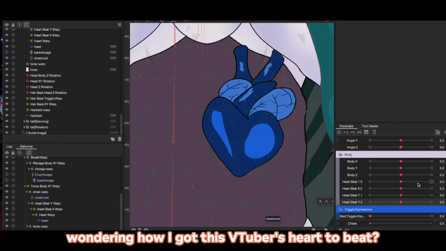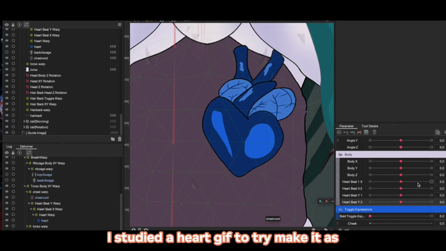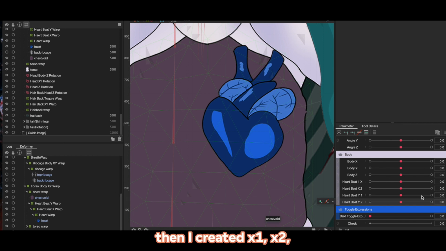I got this VTuber's heart to beat. Well, I started a heart gift to try and make it as close to accurate as possible though. First I created heartbeat X, Y. Then I created X1, X2, Y1 and Y2.